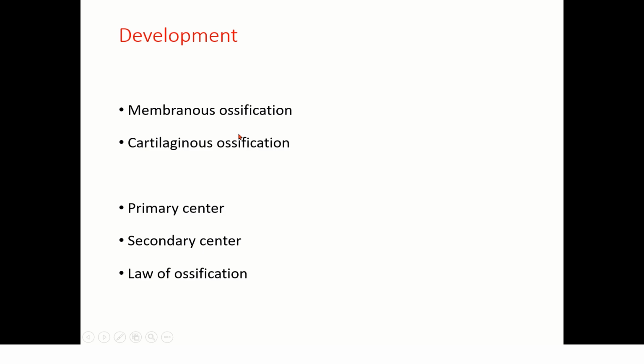So developmental classification, membranous ossification and cartilaginous ossification. So in cartilaginous ossification, we will see the primary center, secondary center. So law of ossification is that the center which appears early fuses later, and the exception for this is fibula. Fibula does not obey law of ossification.